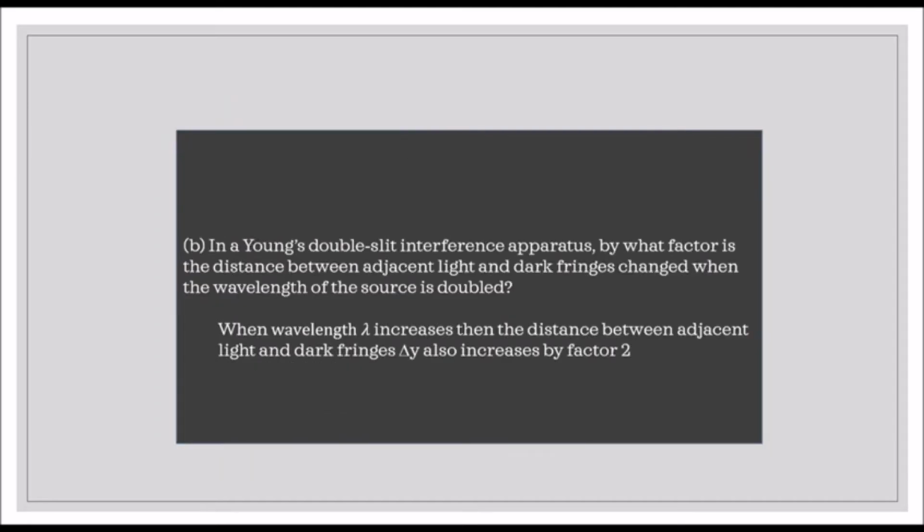For question 4b, in a Young's double slit interference apparatus, by what factor is the distance between adjacent light and dark fringes changed when the wavelength of the source is doubled? So the answer is, when wavelength increases, then the distance between adjacent light and dark fringes also increases by a factor of 2.